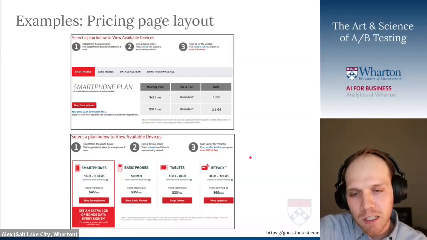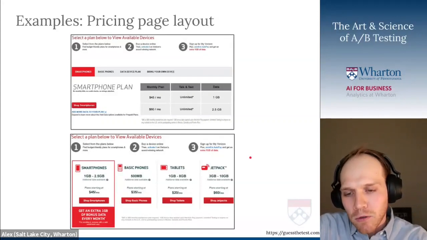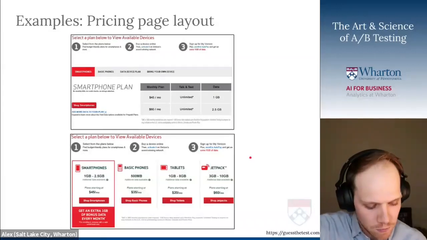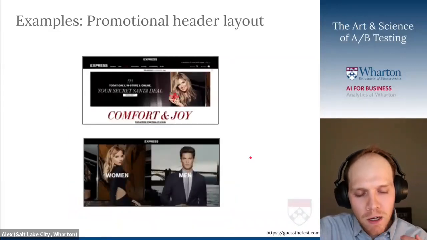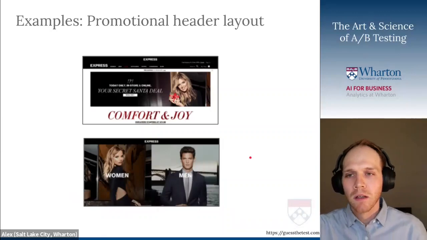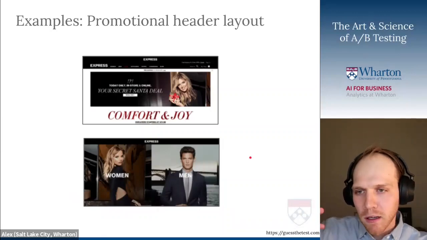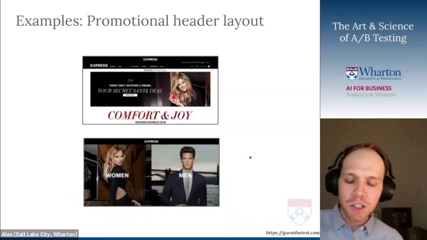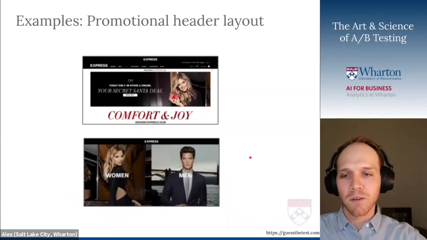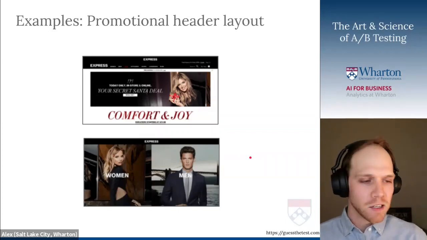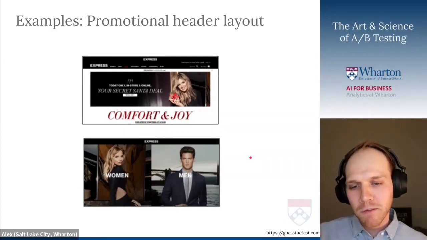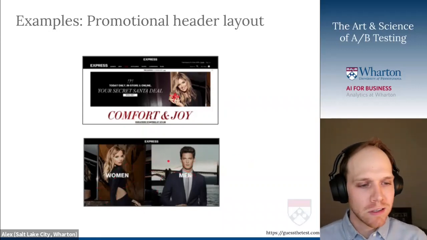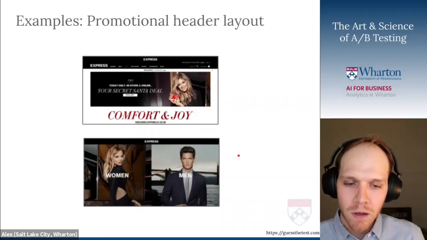Again, the way to rigorously determine which of these versions is going to result in the highest customer conversion rates is to run an experiment between them. Similarly, if you're an e-commerce company or a retail company, this is an example from Express where they have a landing page, and you can think of many different things you could advertise at the top of your landing page. In this case, they have a promotional deal, just a generic marketing message at the top in one version. And in the second version, they're specifically directing customers to the different subcategories of clothing.